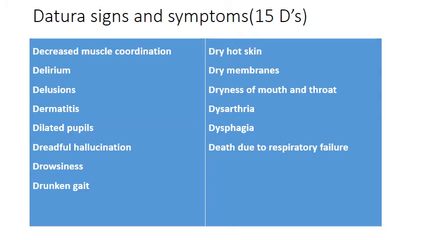Person may be drowsy. He may have a drunken gait, and his skin appears dry and hot. There are dry membranes because the secretions have been dried up. Similarly, dryness of the mouth and throat occurs. Then there is dysarthria, that is difficulty in articulation because of the dryness of the mouth, and there is dysphagia, even difficulty in swallowing. And finally, death occurs due to respiratory failure.